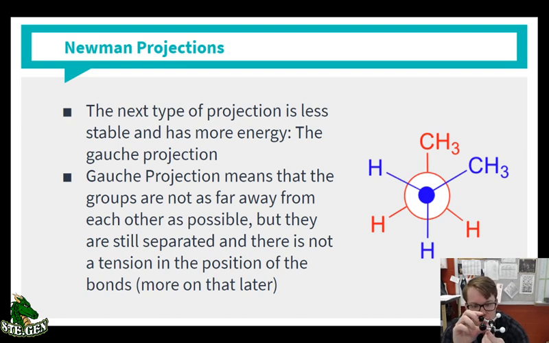I guess this would also be gauche. All of these would be examples of gauche projections. They're staggered from each other, and they're not as far away from each other as they could possibly be. All of these, well, this one wouldn't. This one would not because they're opposite of each other. But anytime that it's not as far away from each other as possible, it is a gauche projection.